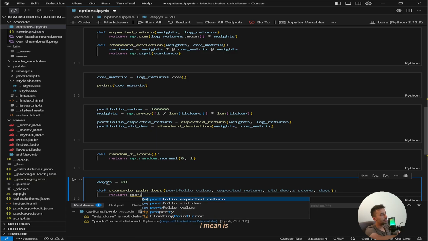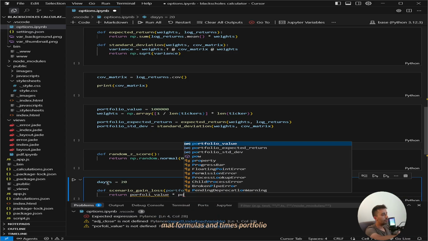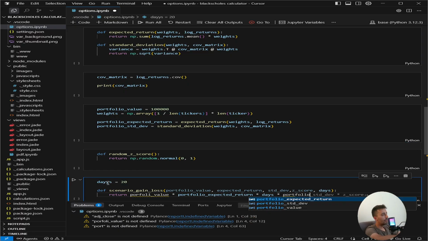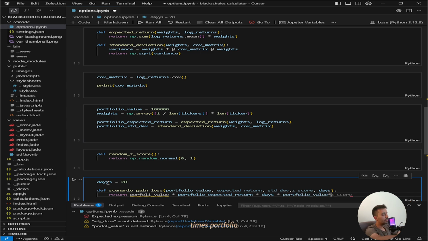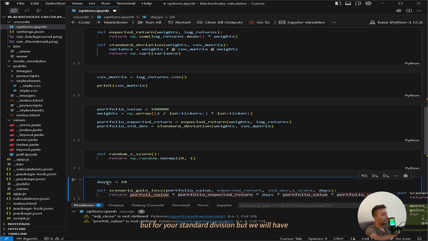And then return is our parameter, the math formula: portfolio expected return times days times portfolio value, times portfolio standard deviation, guys. All right, portfolio standard deviation, but we will have plus.